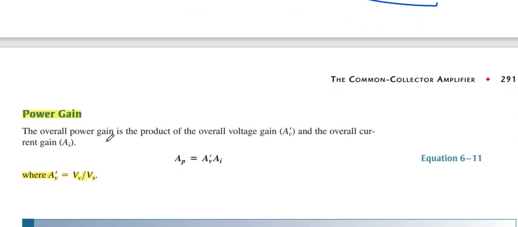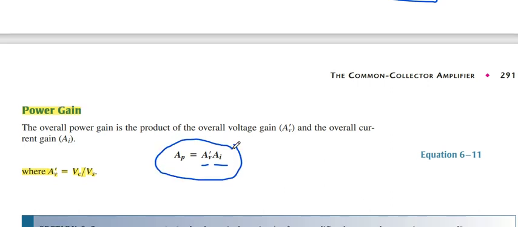Power gain. Power gain is the overall voltage gain multiplied by the current gain, and we get the power gain. Simple.